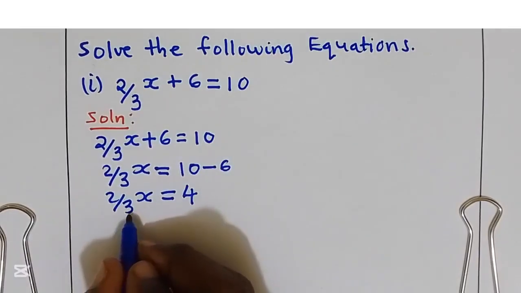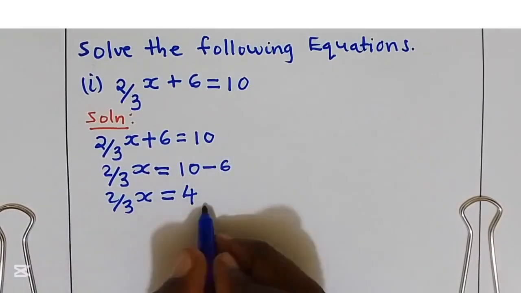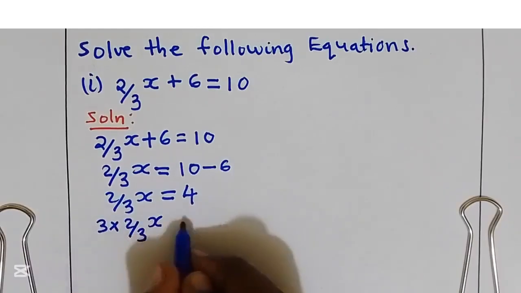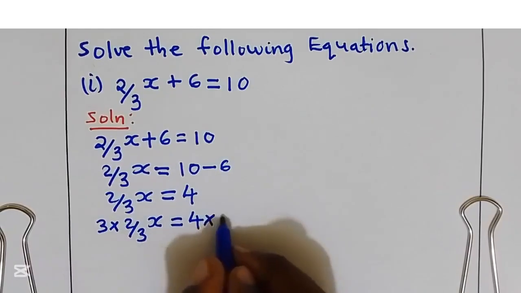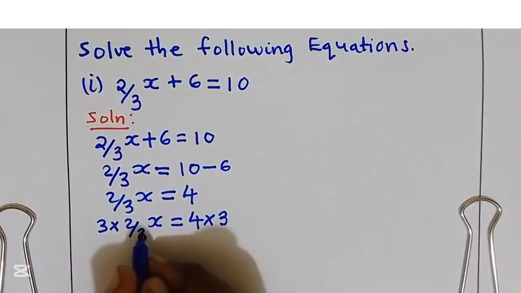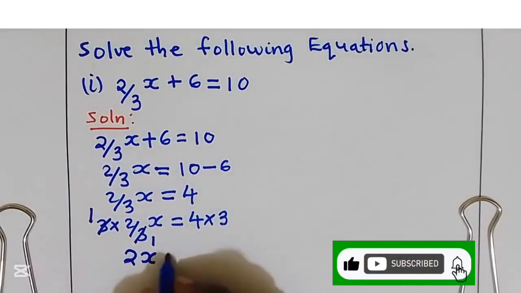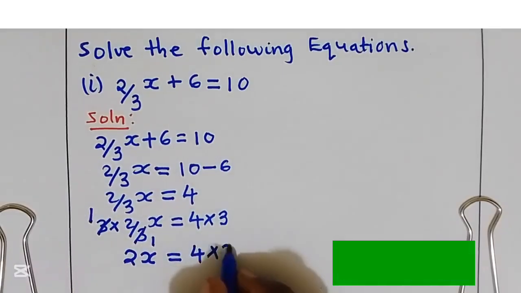I'm going to eliminate the fraction by multiplying by 3 throughout. 3 multiplied by 2 over 3x is equal to 4 multiplied by 3. By 3, 1. By 3, I get 1. Now, 2x is equal to 4 multiplied by 3.